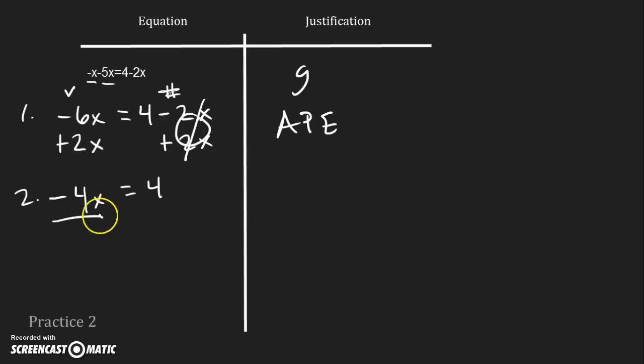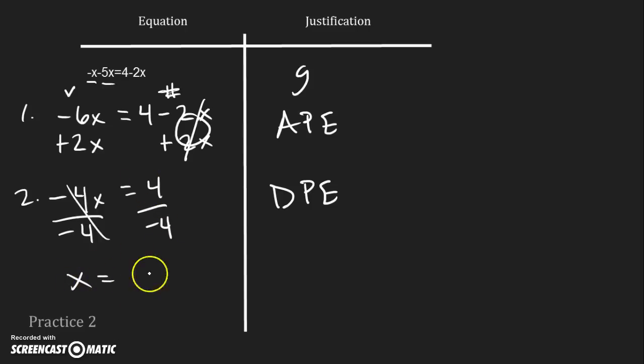Now we can go ahead and do the last step. So we're going to go ahead and divide since it's being multiplied. Do it to both sides. Why can we do that? Division property of equality. Here we're left with just x, or 1x, equals 4 divided by negative 4 is a negative 1. That is our answer for this equation.